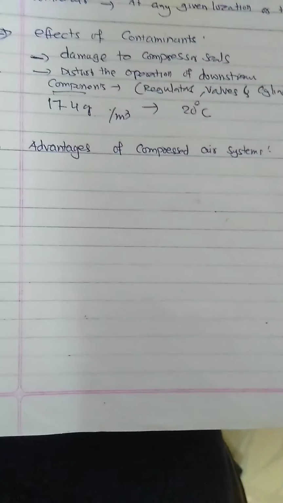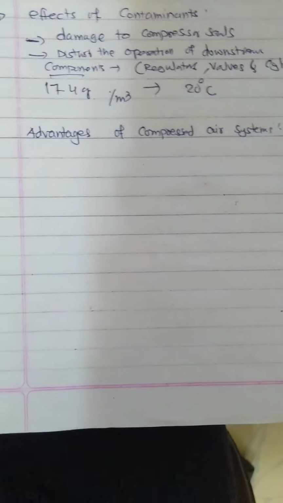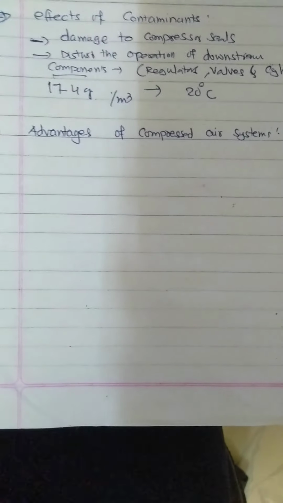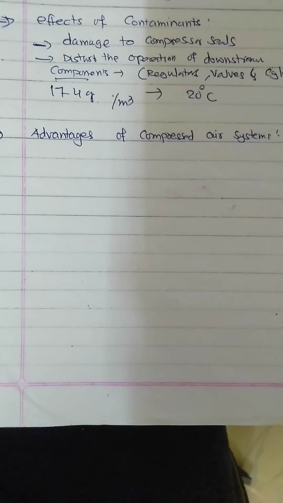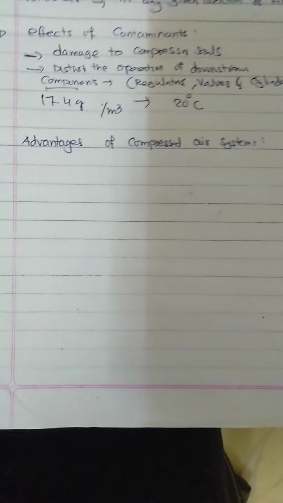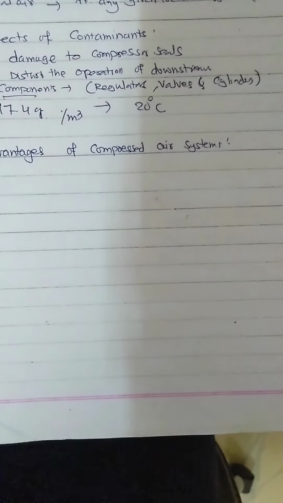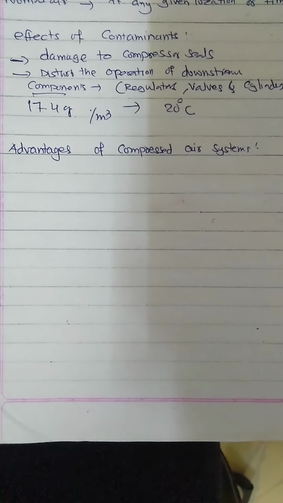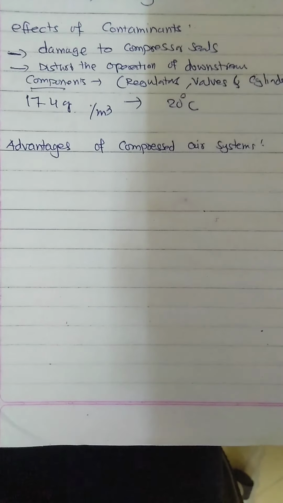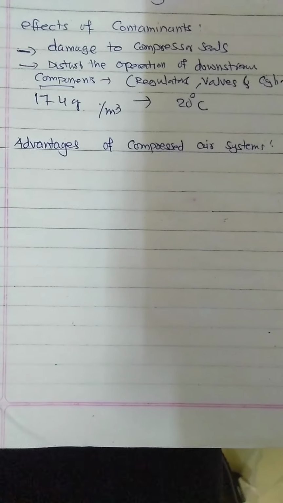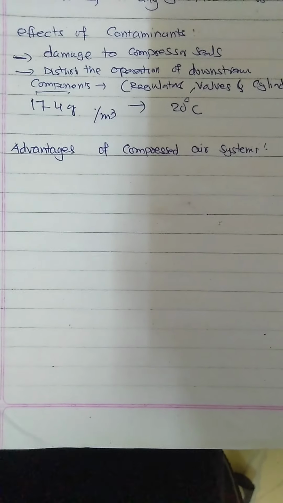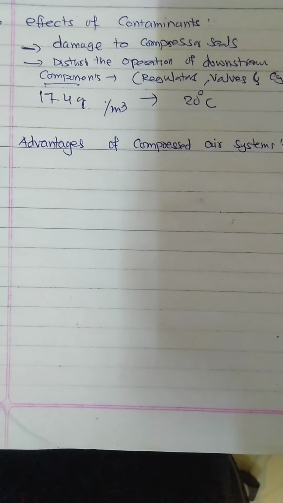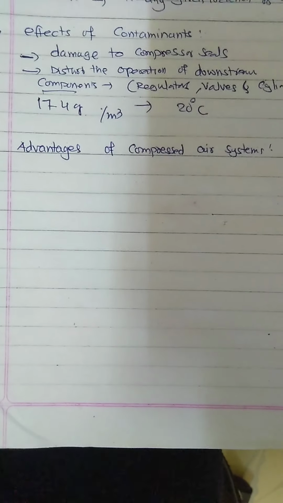Now further we will be discussing the advantages of the compressed air system. So you can list down the advantages, starting with quantity. Air is available everywhere in unlimited quantity. So quantity-wise, the compressed air system is advantageous. If we talk about power transmission, compressed air can be easily transmitted through pipes over long distances. So this is an advantage.